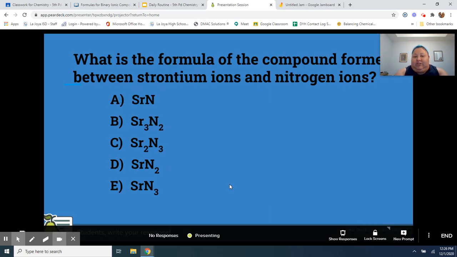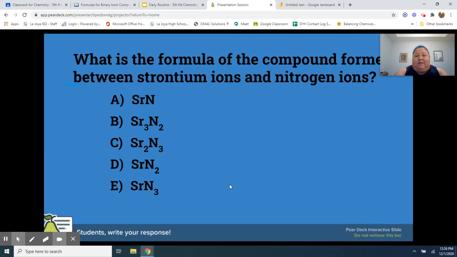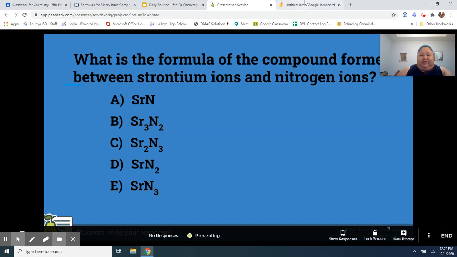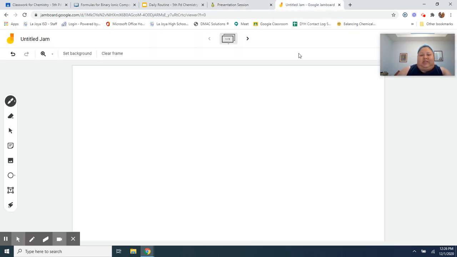Now you have your first question. What is the formula of the compound formed between strontium ion and nitrogen ions? All right, so I'm going to go to Jamboard. We have strontium Sr and nitrogen N. So if I have strontium Sr and nitrogen capital N, I need to look at the list to see what is the charge for the metal and the non-metal.